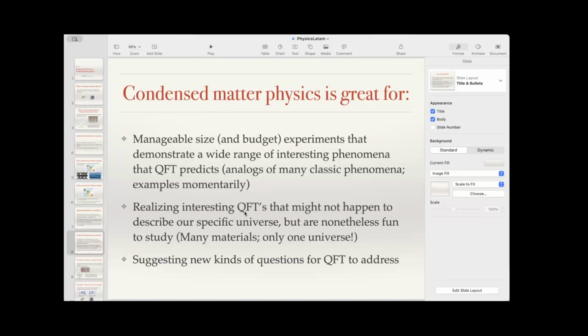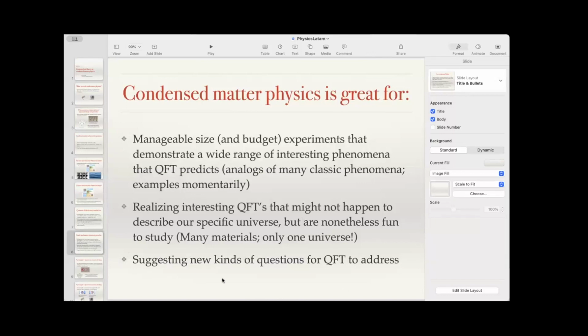On the other hand, there's only one universe. So if you want to use particle physics as inspiration for what kinds of field theories you should think about, that's a little bit more limited. And so I will tell you about some nice examples of quantum field theories that are not known to be relevant to high energy particle physics, but that are certainly relevant to understanding solid state systems in the lab.